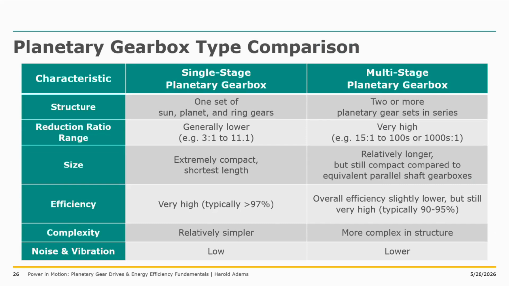Here is a comparison chart, which outlines the differences between the structure, the reduction ratios, the sizing, efficiency, complexity, and so forth. And again, something to be mindful of is the limitation of a single-stage planetary gearbox of 11-to-1, and then the need to increase the staging when we need to achieve output speeds that require a 15-to-1 and higher gear ratio.